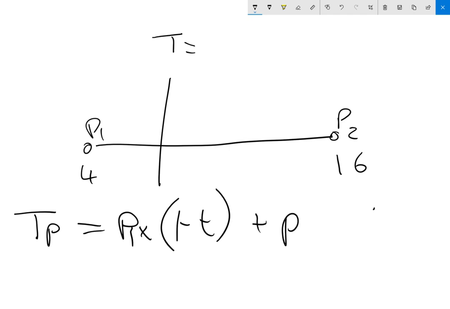Similarly, for P2, it is simply times t. And again, we can check this. When t is 0, we want P2 to be 0, and P2 times 0 is 0. When t is 0.5, P2 times 0.5 is half of P2, and when t is 1, P2 times 1 is P2. It works out.